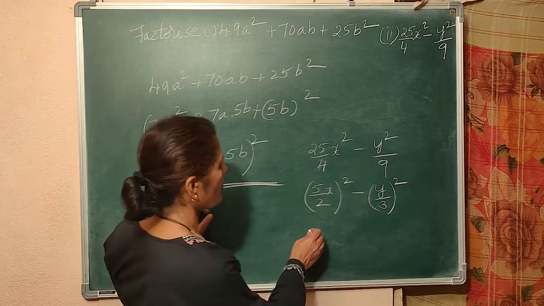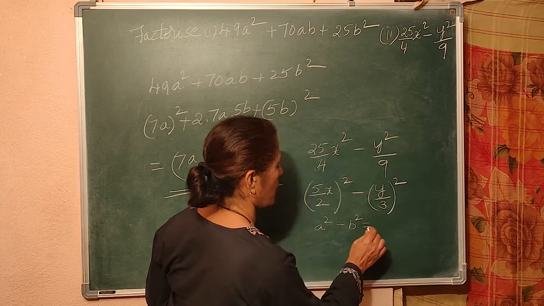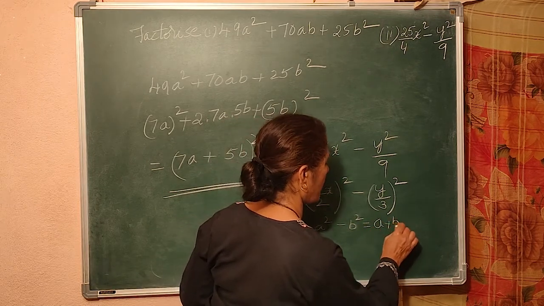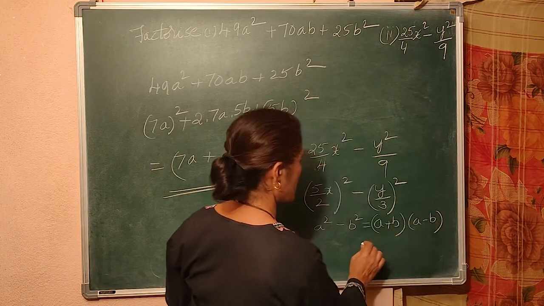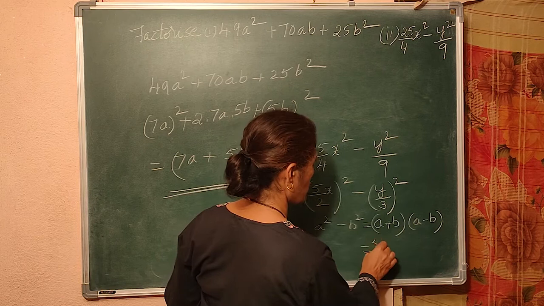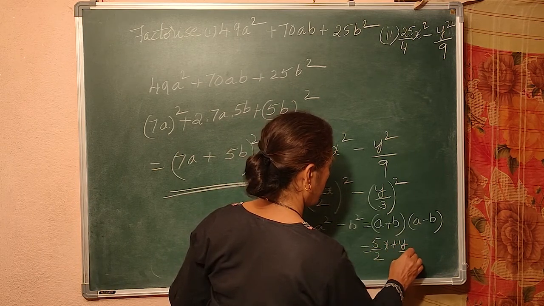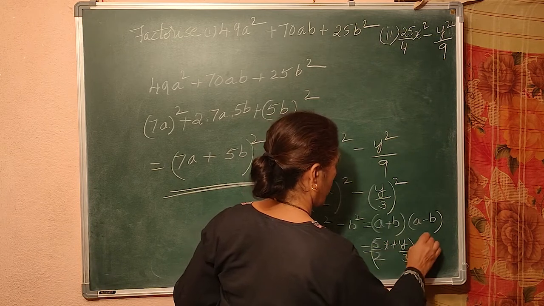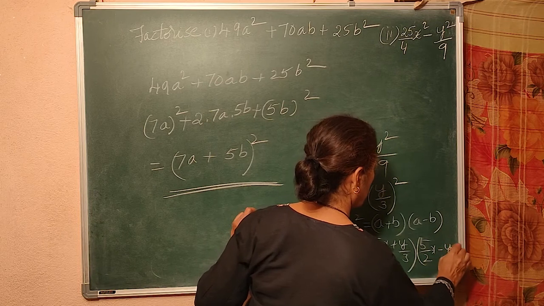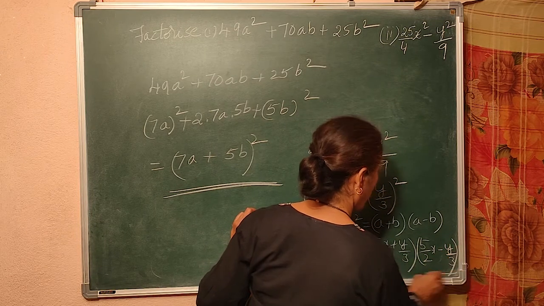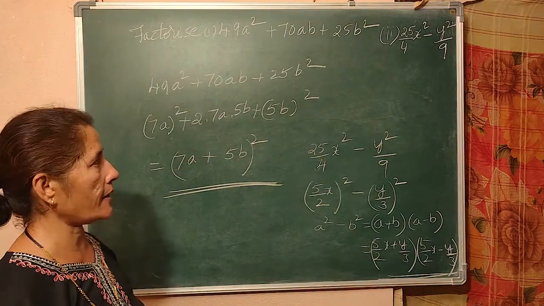Right? It is in the form of a² - b². What is a² - b²? (a + b)(a - b). So what is a? (5/2x + y/3)(5/2x - y/3). One is plus, another one is minus. This is your answer. Did you all understand?